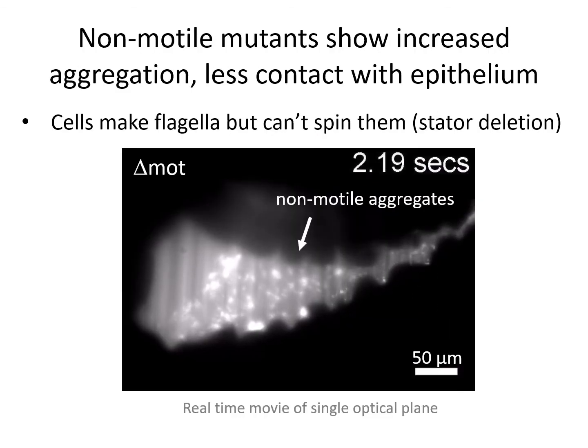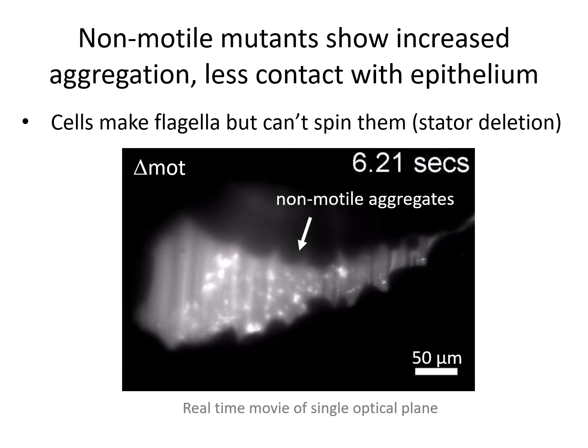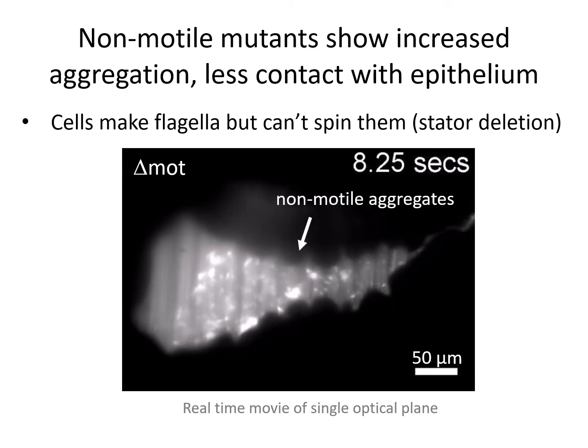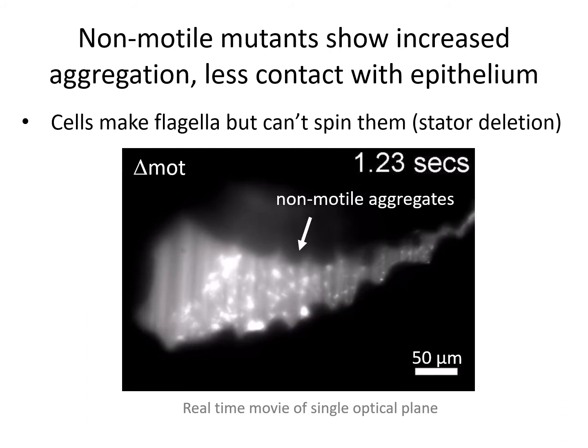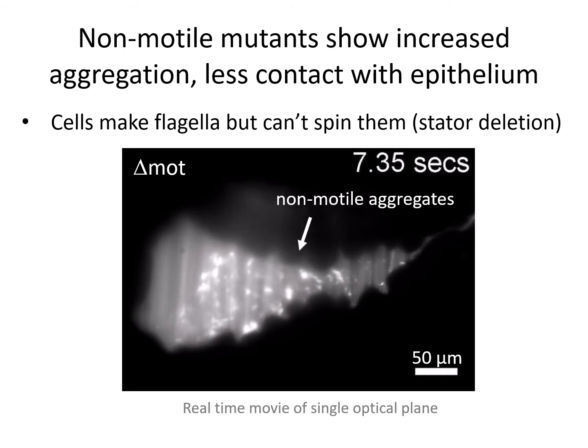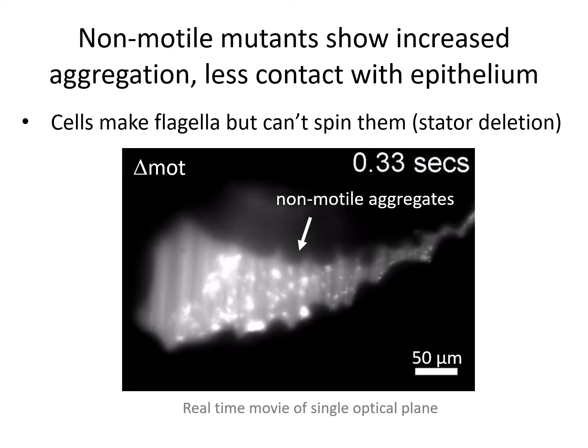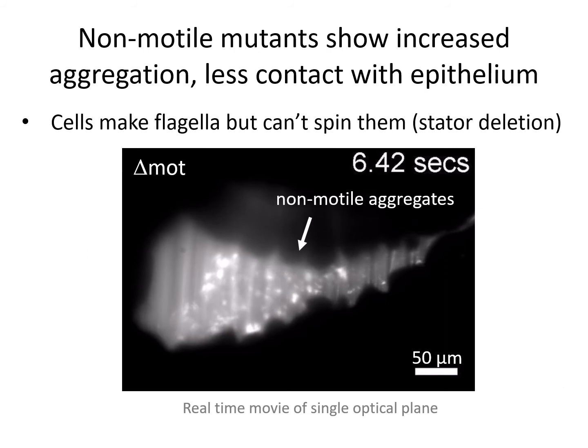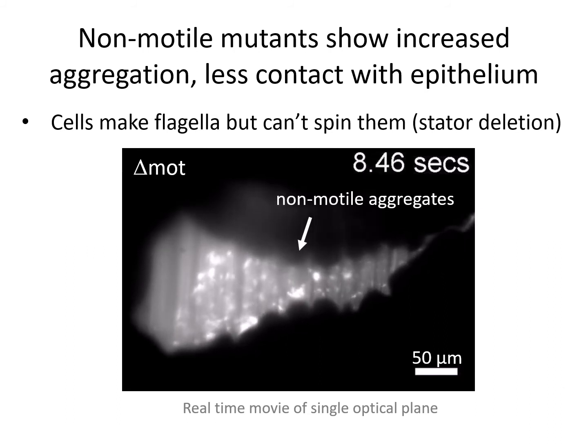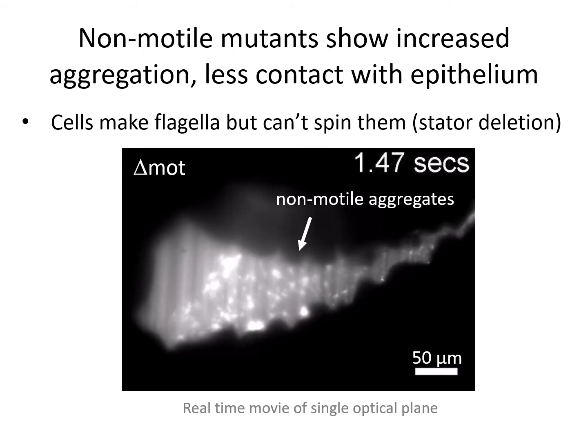Okay, so in order to test the role of motility in Vibrio's ability to induce an immune response, we took a genetic approach and generated non-motile mutants that cannot swim. These cells still make flagella, they just can't spin them because of a stator deletion.